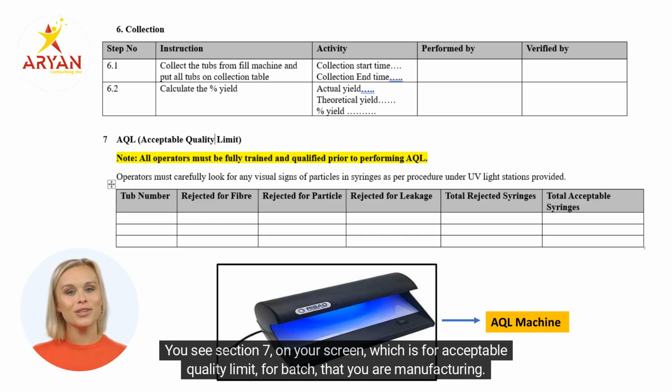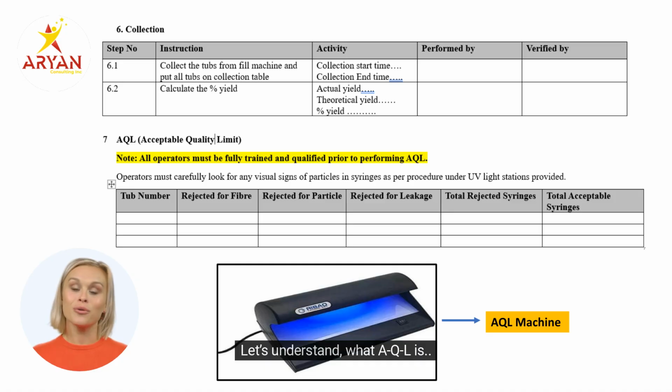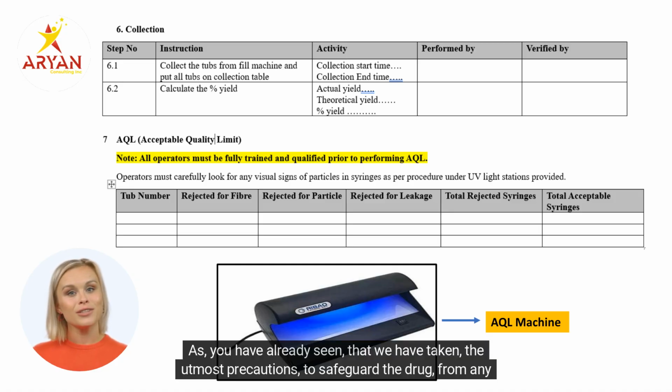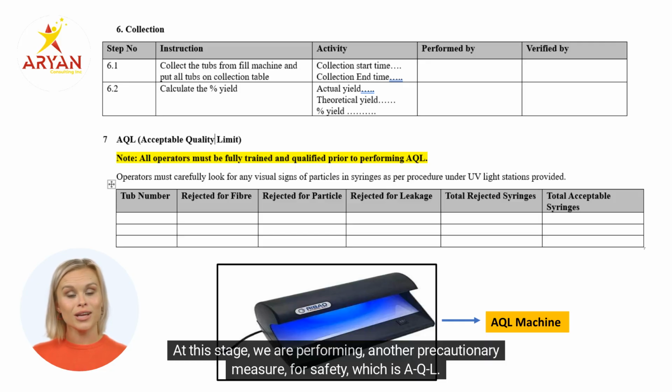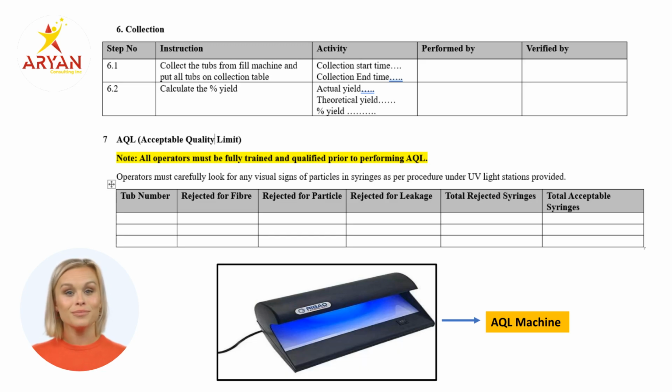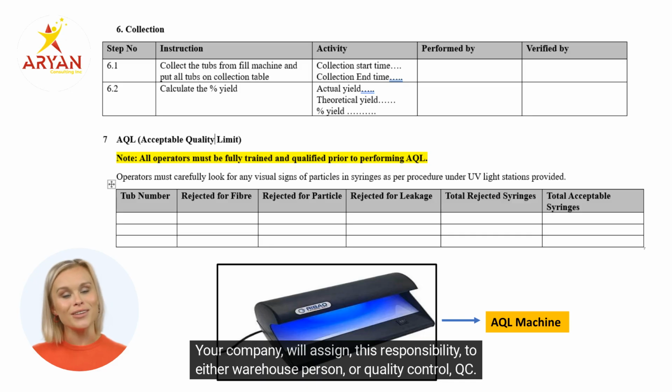Let's understand what AQL is. As you have already seen, we have taken the utmost precautions to safeguard the drug from any contamination. Now we have filled the DP in the syringes. At this stage, we are performing another precautionary measure for safety, which is AQL. Your company will assign this responsibility to either a warehouse person or quality control, QC.